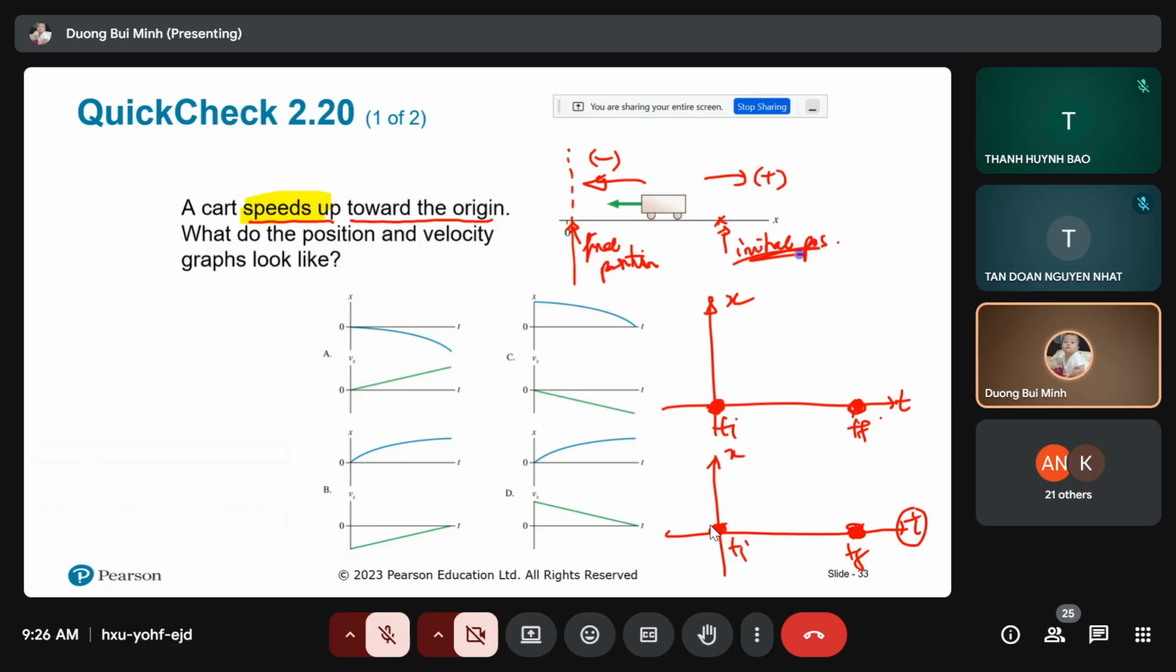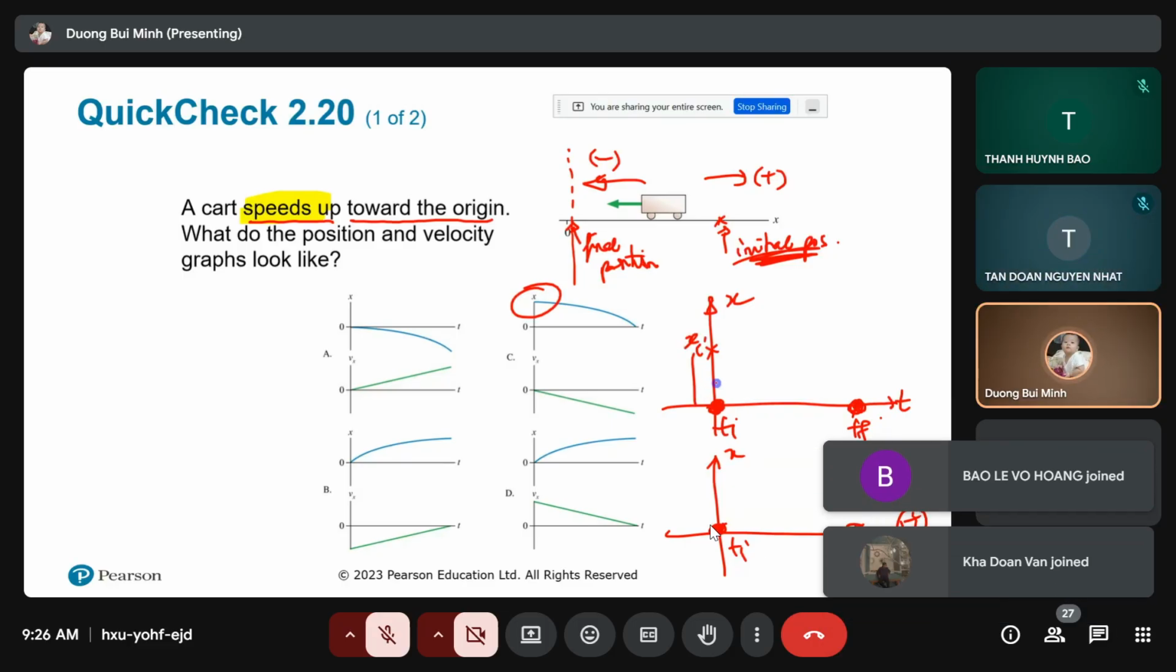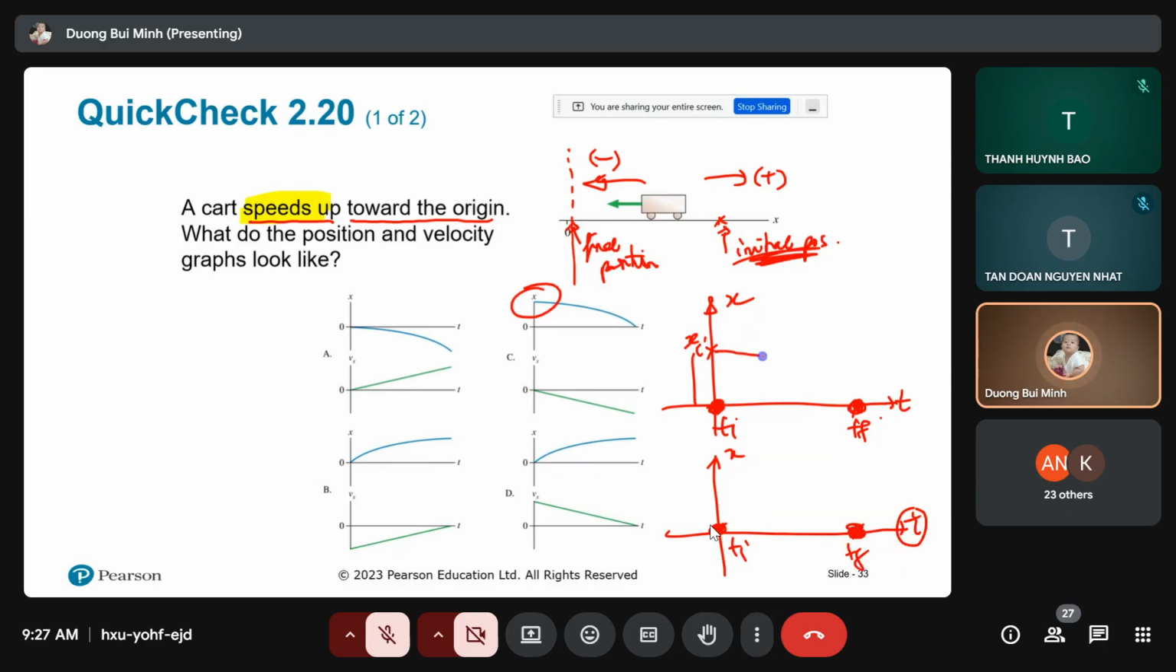At the initial position, we have some values of x. After some time, the car will come to the origin. If the car comes to the origin, x will be 0. Because at the beginning we have some distance, right? We have xi, and when the car moves to the origin, x will be 0. So we think about this curve.